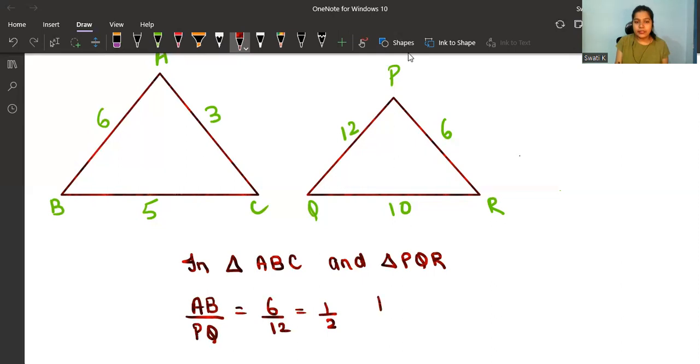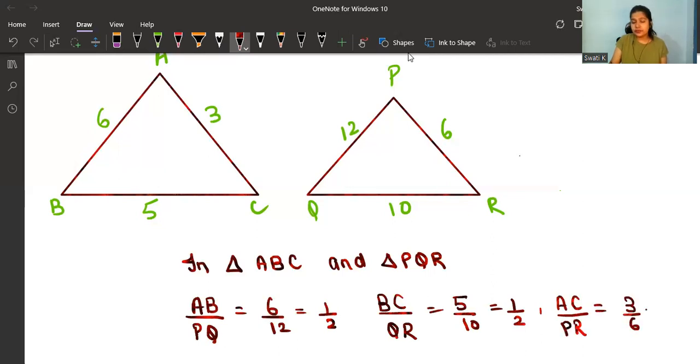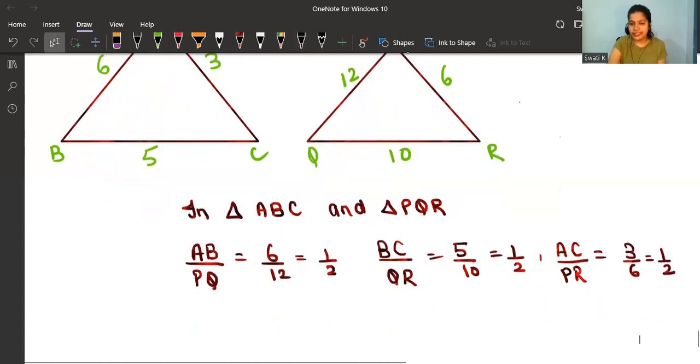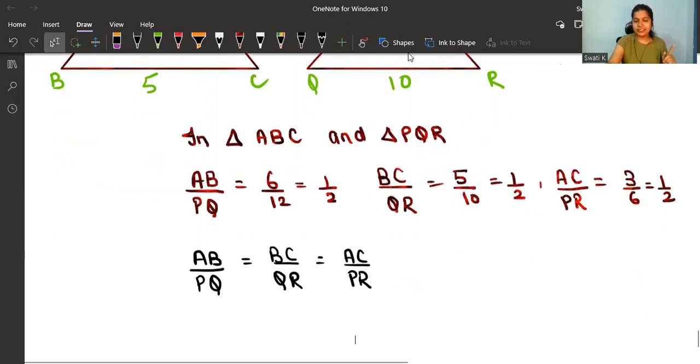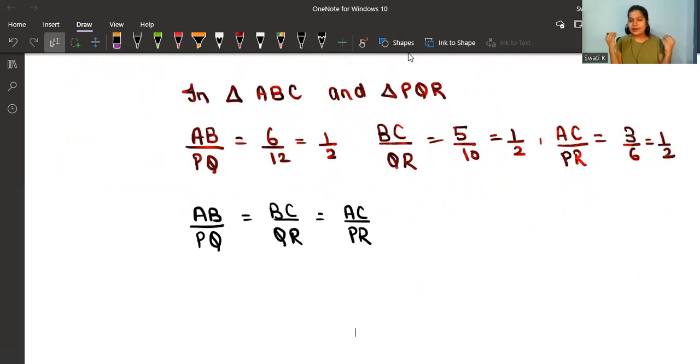And if I take BC upon QR, it's 5 upon 10, which is again 1 upon 2. And if I take the ratio of AC upon PR, which is 3 upon 6, which is again, if I simplify, 1 upon 2. So you can notice here that if I take the ratio of all the corresponding sides, that means AB upon PQ, which is half, equals BC upon QR, which is again half, equals AC upon PR, which is again half only. So we can notice here that the corresponding sides are in the same proportion.